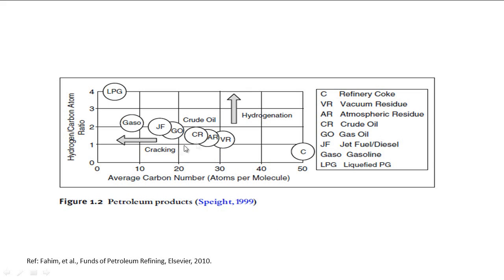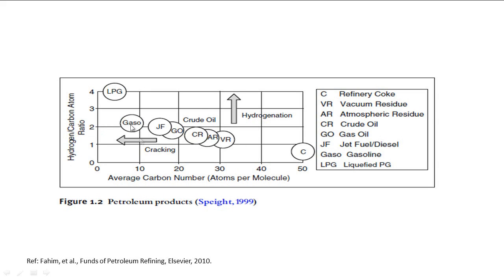When we talk about the products of the refineries, one way to explain this is to put them into the diagram of average carbon number per molecule versus hydrogen to carbon ratio. For example, we have the crude oil starting at a carbon number of 25, and we have the gasoline products, which have an average carbon number per molecule of about 8 to 10. The hydrogen to carbon ratio is about 2.2.